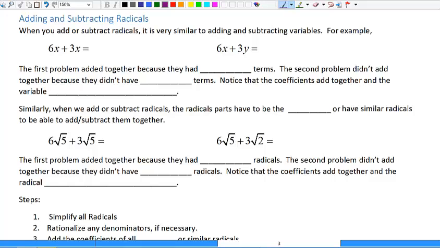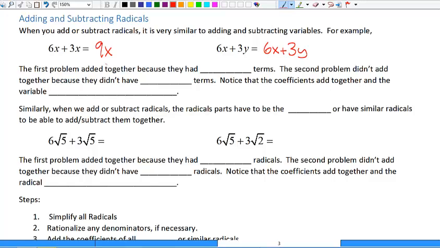Our next topic is to add and subtract radicals. Now, when you add and subtract radicals, it is very similar to adding and subtracting variables. So, for example, 6x plus 3x is 9x. But when I ask you what is 6x plus 3y, notice the x and the y are not like variables, so you can't actually do anything with this. Okay? It just stays put. The 6x and the 3y are not like terms, so they can't add.